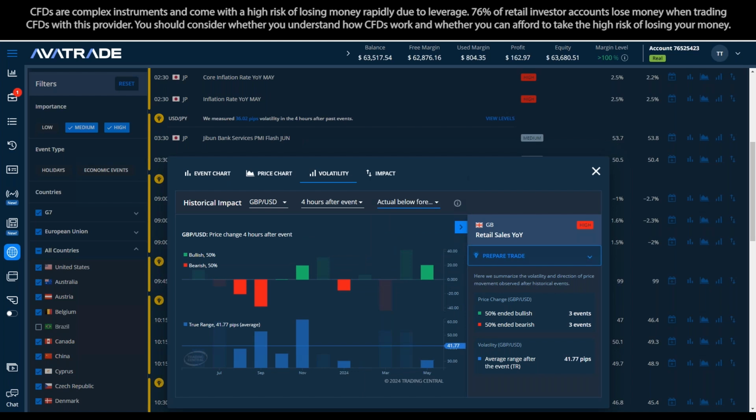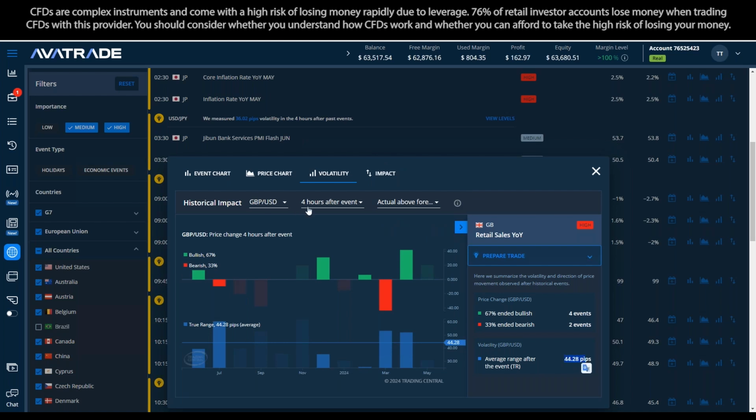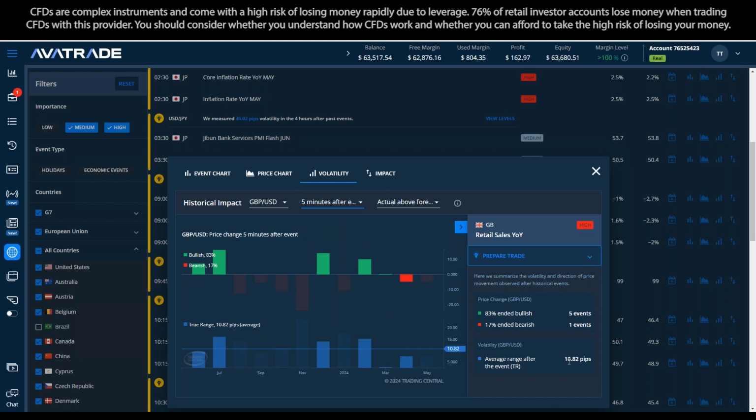If it's below forecast, it's 50-50. So I'd be looking, if I'm basing it on this announcement, that if it's below forecast, I'm not interested. If it's above forecast, I'll buy. Okay, because after 4 hours, we're looking at over 44 pips range movement. And in the first 5 minutes after the numbers come in, we're looking at only 10 or 11 pip range movement. So you have time to get that trade in before it goes from 10 pips to 40 pips or so.